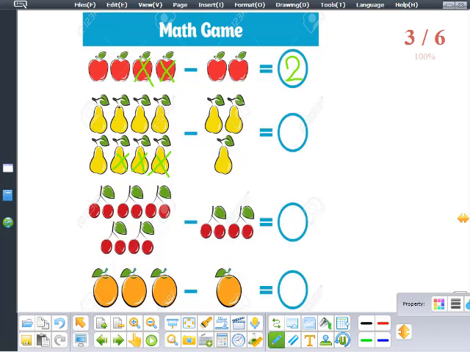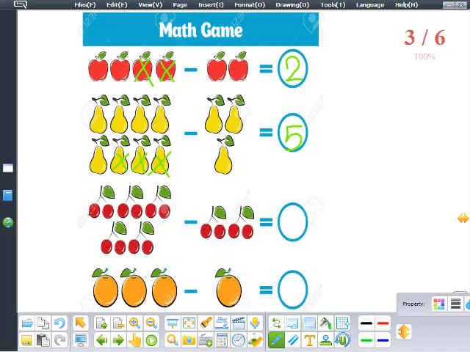1, 2, 3, 4, 5. Well done. 5 pears are here. So when I make a cross on 3, here we have how many pears? 5. 8 minus 3 equals 5.